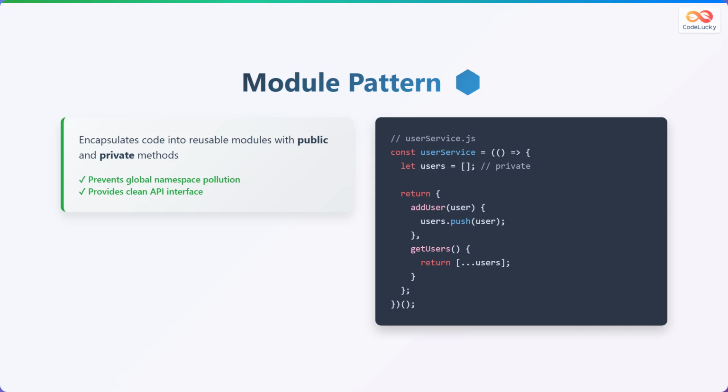We have a user service module that uses an immediately invoked function expression, also known as an IIFE, to create a private scope. Within this scope, we declare a private users array. The module returns an object with public methods, such as addUser and getUsers, which can access and manipulate the private users array.